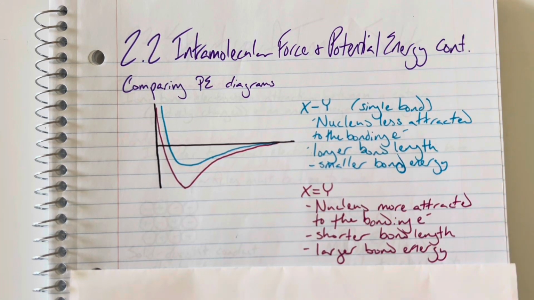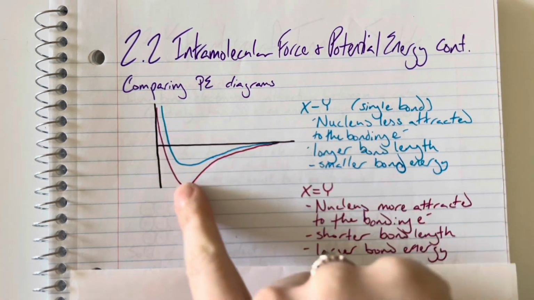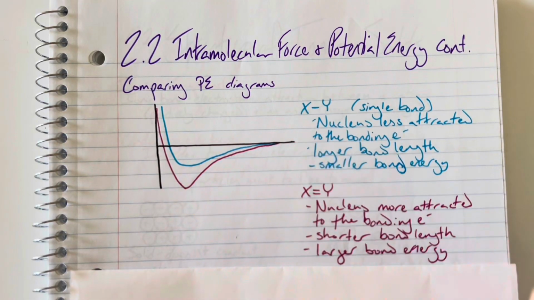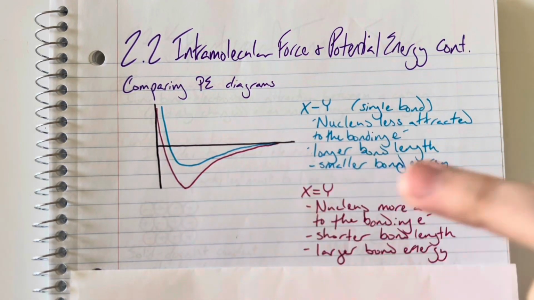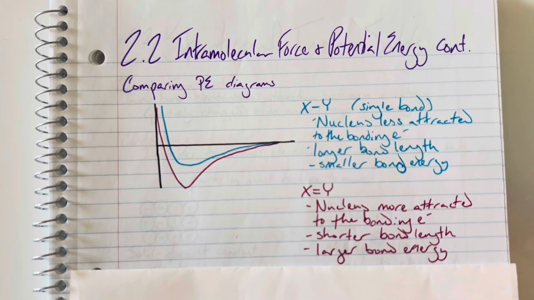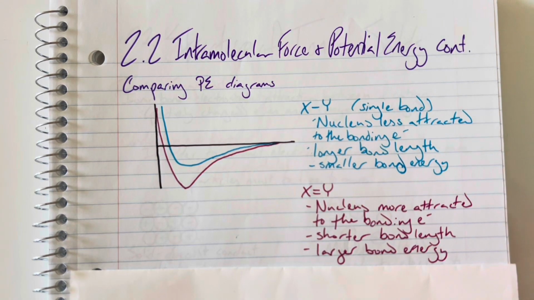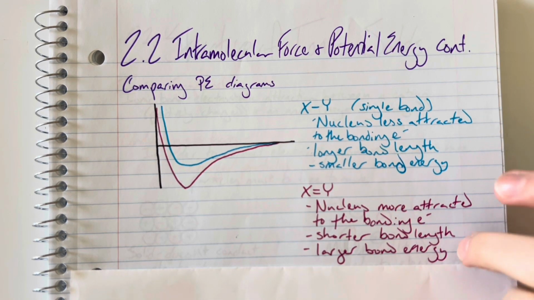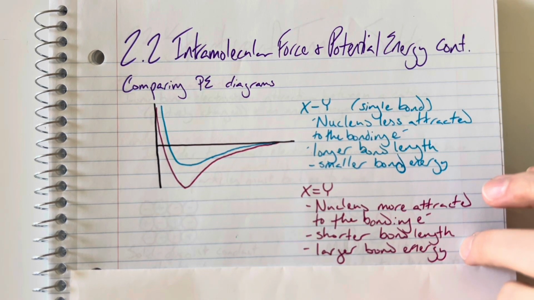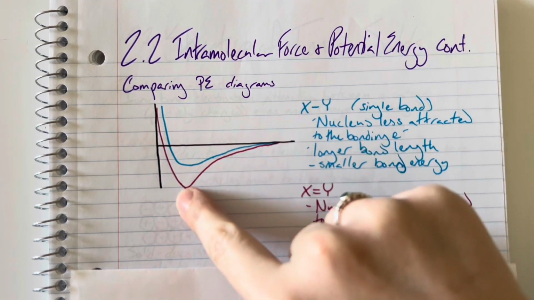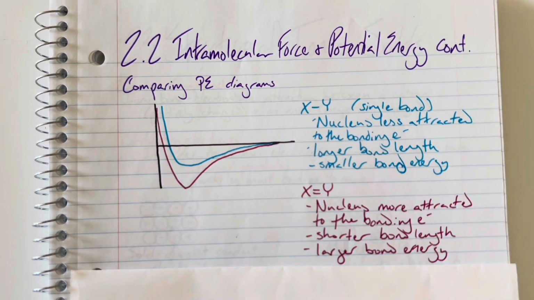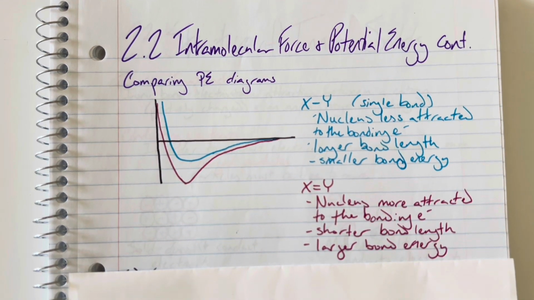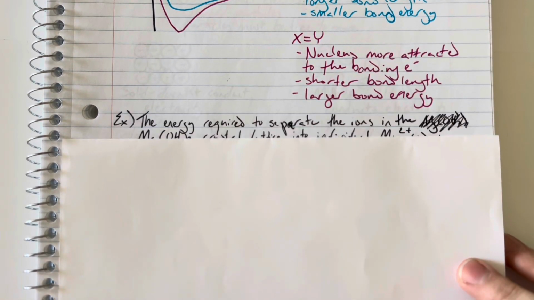This is in direct comparison to the double bond that is represented by the maroon line here, where we have a deeper trough, where we have our nucleus being more attracted to the bonding electrons. We're going to have a shorter bond length, and we're going to have a larger bond energy represented by that dip in the potential energy trough there. Okay, so we are going to have to put in a lot more energy in order to break apart a double bond than a single bond.